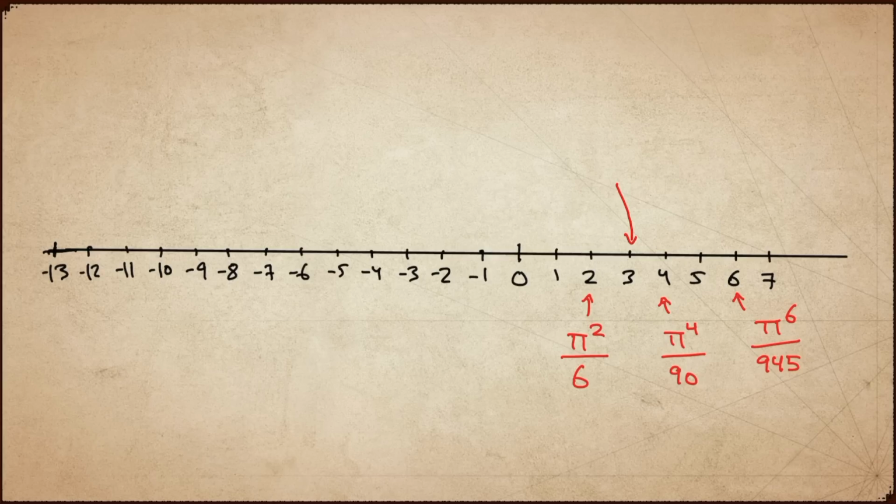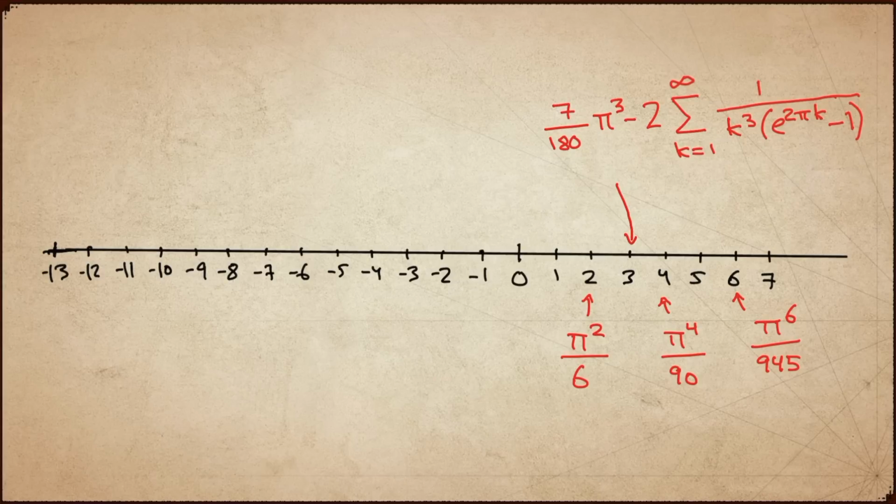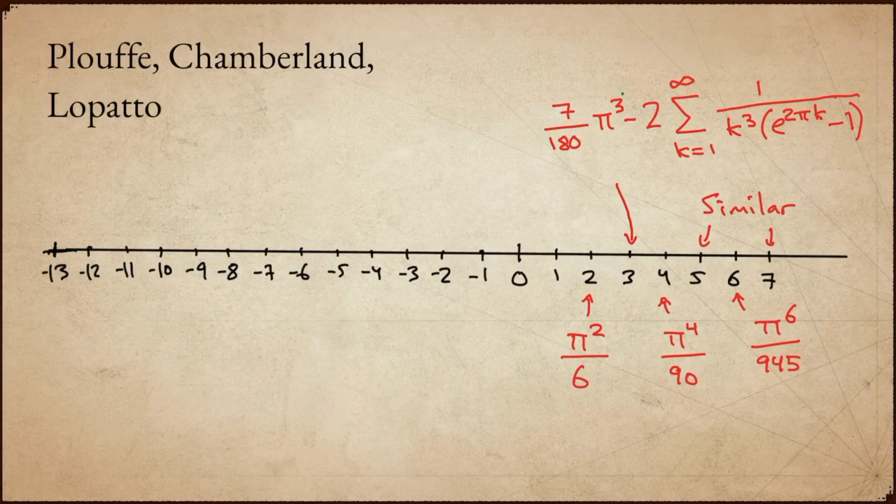At 3, an odd number, we had the integral formula with 1 over 1 minus xyz. There is also the Ramanujan formula, which is this rational number times pi cubed. Looks like the other ones, but you also have to take minus 2 times this infinite sum. Here you see pi cubed and k cubed. That's related to the s value 3. And you also have this e to the 2 pi that you may have encountered elsewhere. There are similar formulas for zeta of 5, zeta of 7, and so on, worked out by Plouffe, Chamberlain, and Lopato.